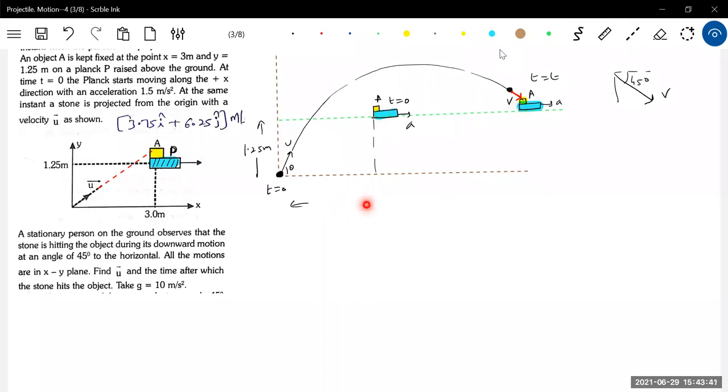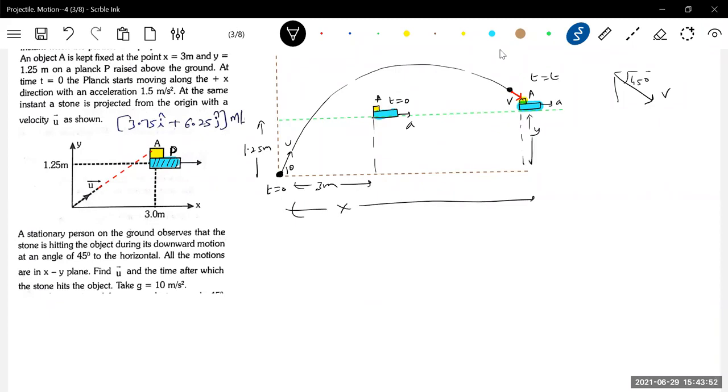So I think here the 3 meters will come into the picture. So let me take this as x, and this is y. And what is y? y equal to 1.25 meter. So we have so many equations to help us. It's asking for u and theta. So what is the horizontal distance moved by the stone? Just start writing equations.